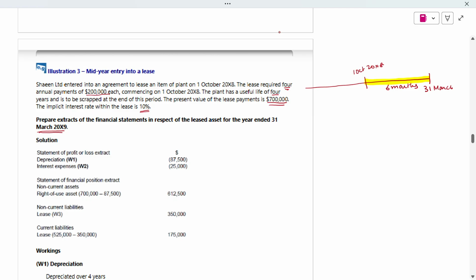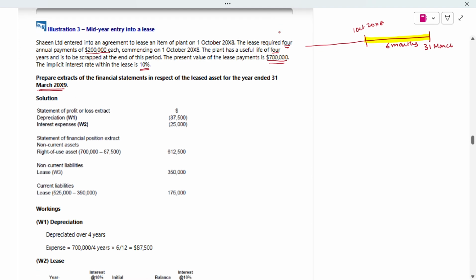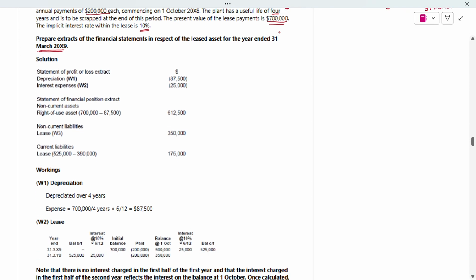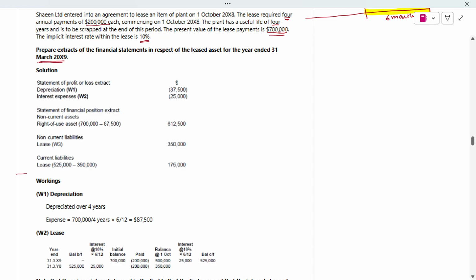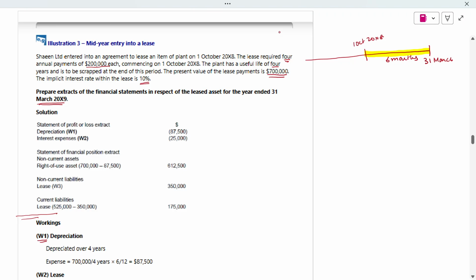First make sure, do the workings. Don't go to the other things. First do the working. They say that the present value of lease payments is 7. It is equal to the right of use asset. You don't have any additional cost. Liability will be equal to the asset. Are you clear about this? Depreciation.